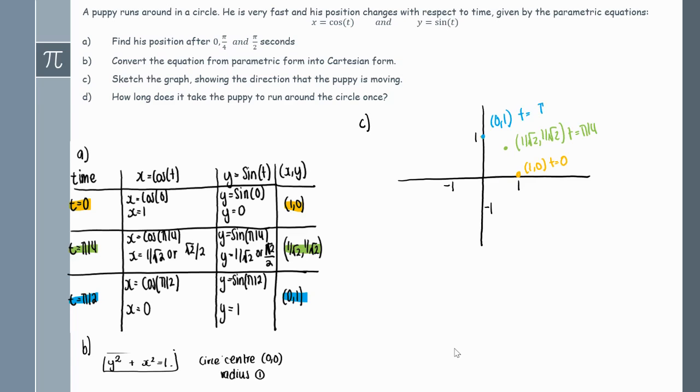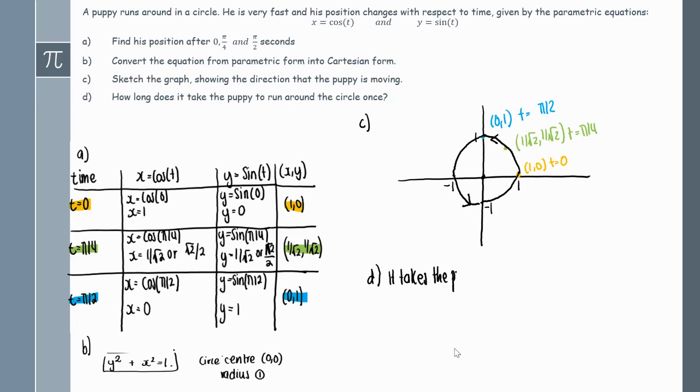So this tells me the direction that my puppy is moving, and it is anti-clockwise, starting from the x-axis to the y-axis. Remember, it's also a circle. Y squared plus x squared equals 1. So my puppy's going to run all the way around this circle with a radius 1 and center point 0, 0. So put your arrows on, and that's the graph.